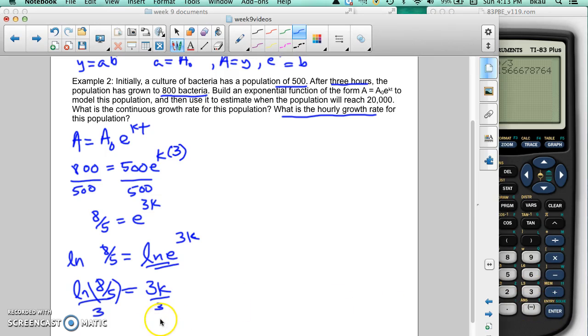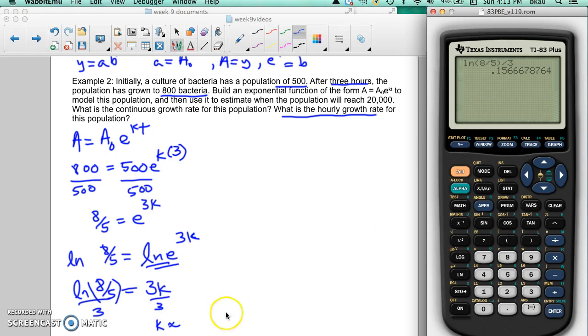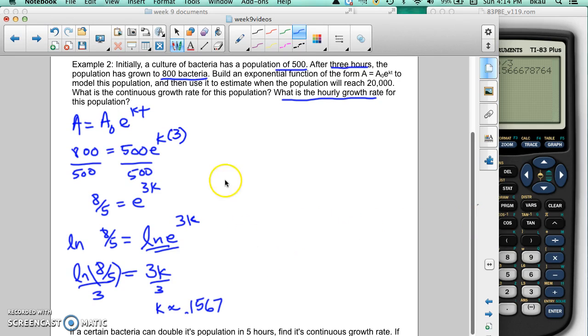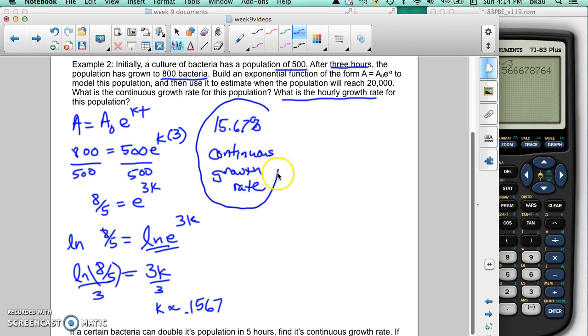So I get k as being 0.1567. So that's 15.67% continuous growth rate. All right, so that's our continuous growth rate.